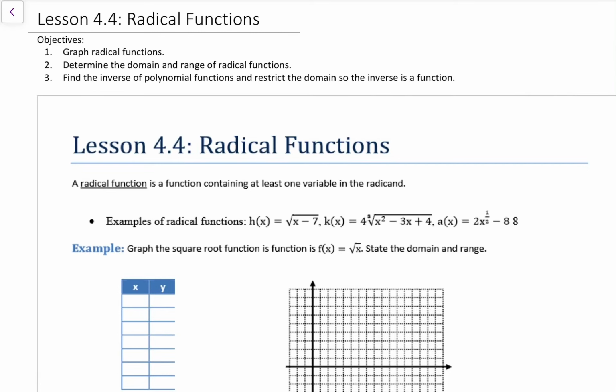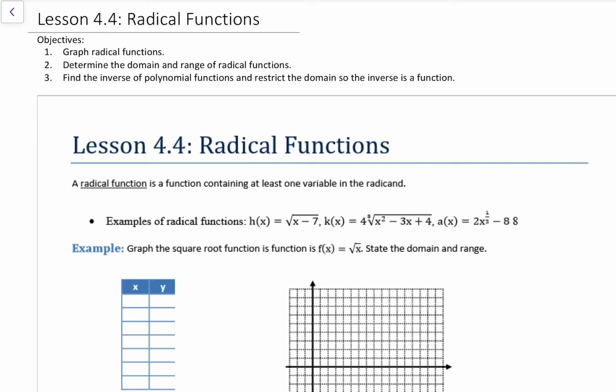In lesson 4.4, we're going to discuss radical functions. Chapter 4, the whole chapter, is mainly about inverse functions. So radical functions are actually inverses of polynomial functions, and we will see that relationship towards the end. Notice here our objectives. We have three main objectives.